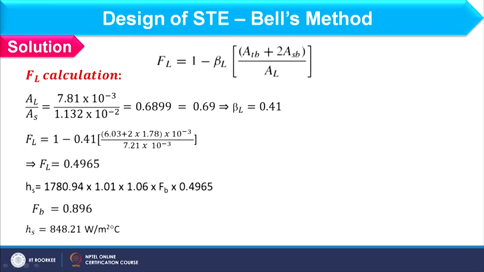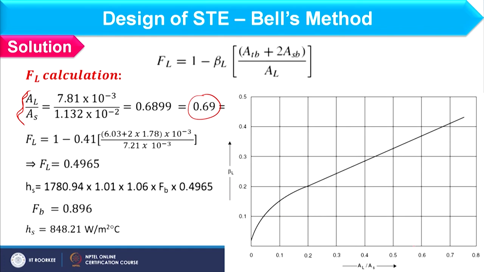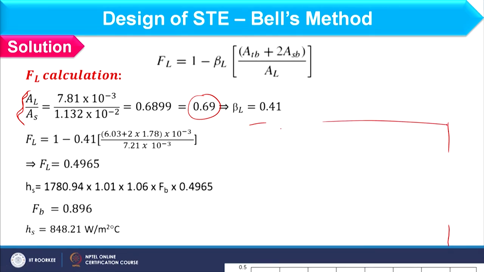And further you can find out AL by D, and further you can find out AL by AS, and the value should come as 0.69, okay. Depending upon that, you can find out the value of beta L from this graph. So 0.69 somewhere it will lie here, and if you see, this value should come as 0.41, right. So considering all these values you can find the FL value, which is coming as 4965, okay.